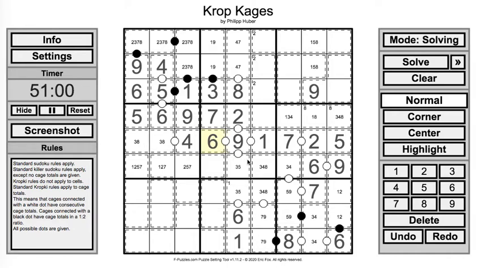Let's see if we get more from this. Yes, we can take out the 5 from here and here. And I believe we can pencil mark, I guess, up here, which should be now 2, 5, and 6. Actually, we can take out the 2 pencil mark and put in the 2 in the cell, because we have a 5 and 6 pointing at the cell already.